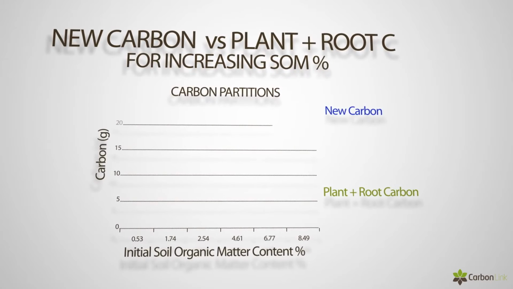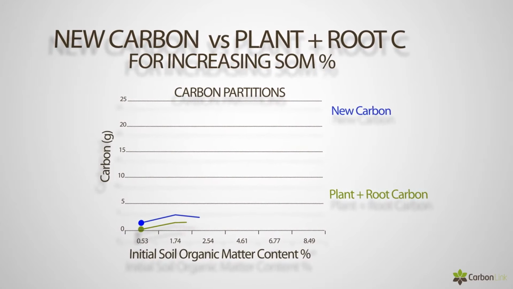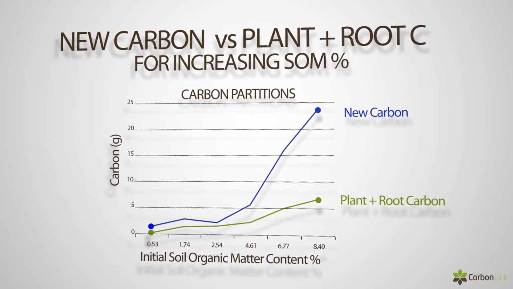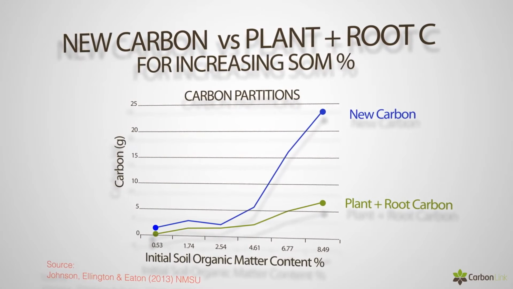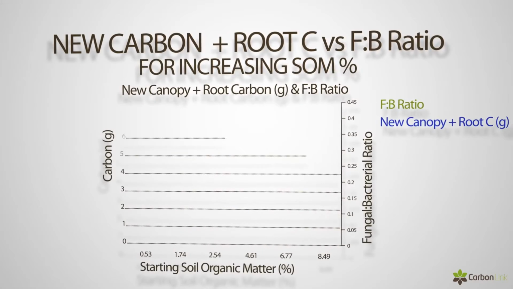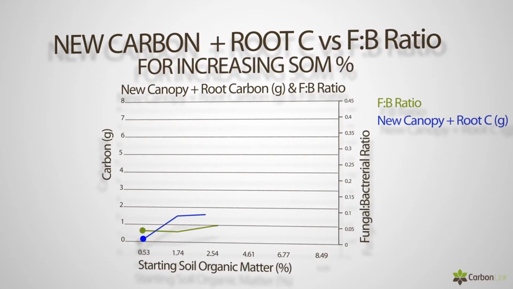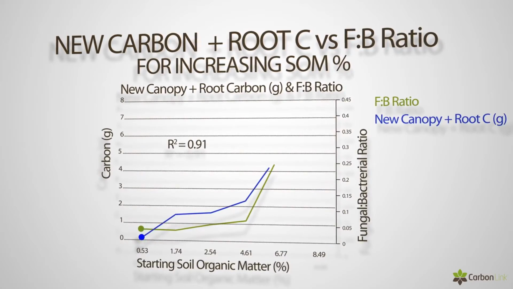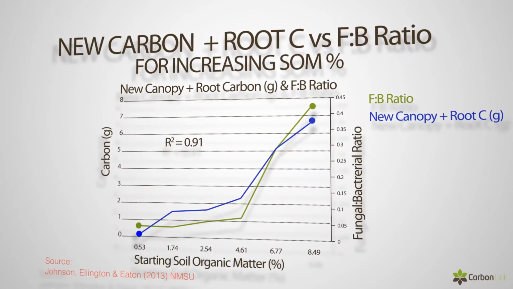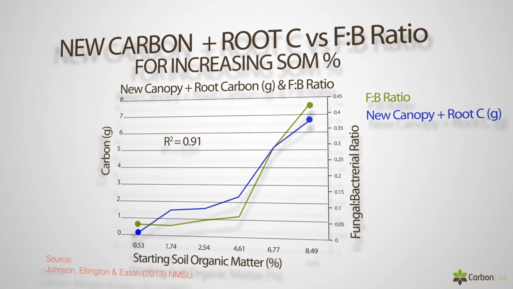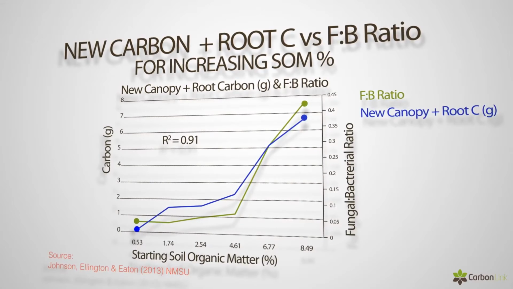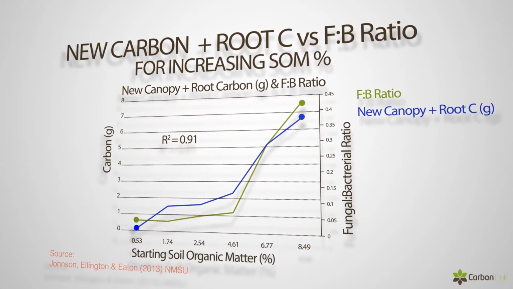When we add carbon to the soil, it goes in a couple of forms: in plants and roots, what's called new carbon. So there's old plants and roots, and there's obviously new plants and roots and carbon within the soil microbial activity. And what this graph is showing is that the higher the organic matter content of the soil becomes, the greater the sequestration of new carbon in plants and roots. The cause of that is an increase in fungi. And as the new canopy and root carbon increases in the soil, so too does the fungal bacteria ratio.